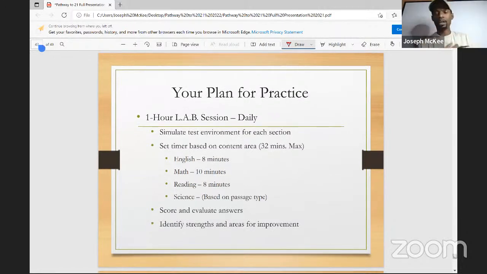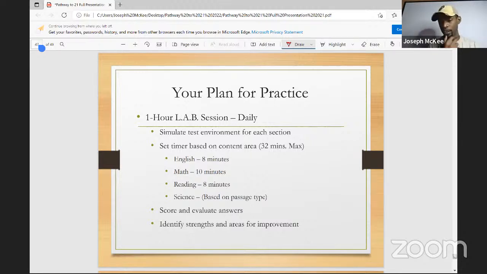And a couple other things before we close out. Your plan of practice. You can do as much practice as you want, but I recommend that you spend at least 1 hour a day. Once you've gone through each section, if you've gotten yourself comfortable with each section, it's going to be time to put it all together. Basically, in an hour a day, you want to do 8 minutes for English, 10 minutes for math, 8 minutes for reading, and then based on your science passage, set the allotted time.